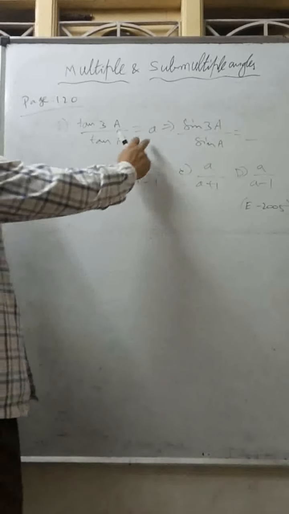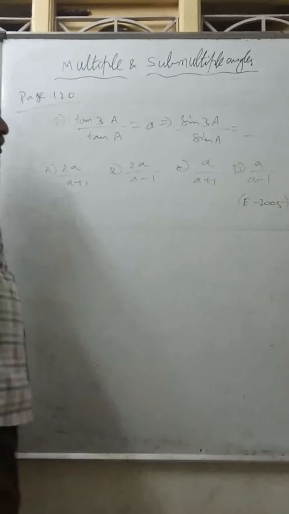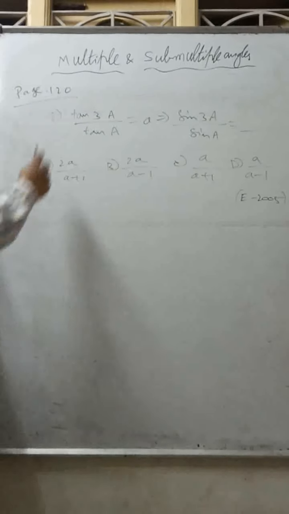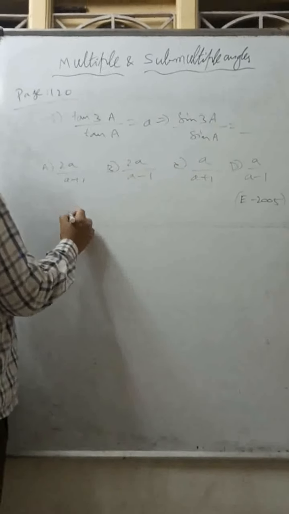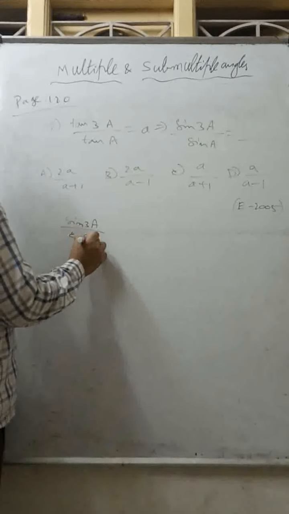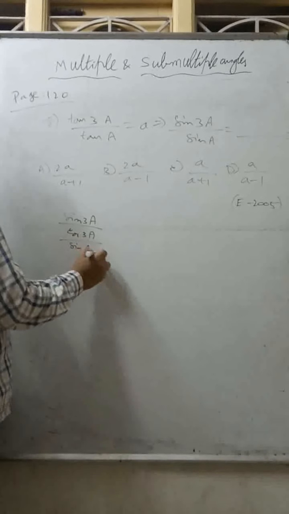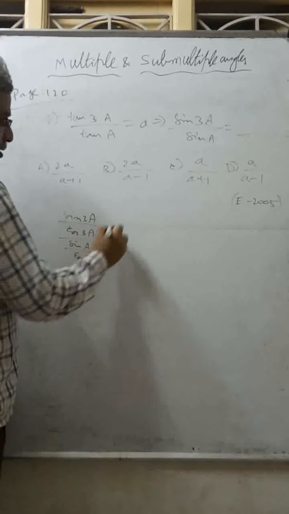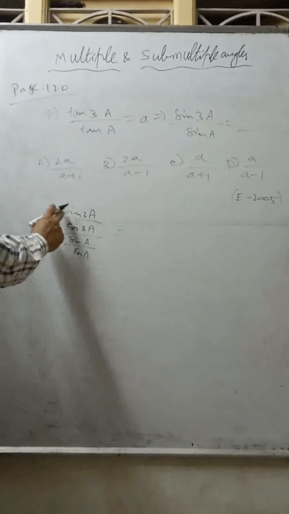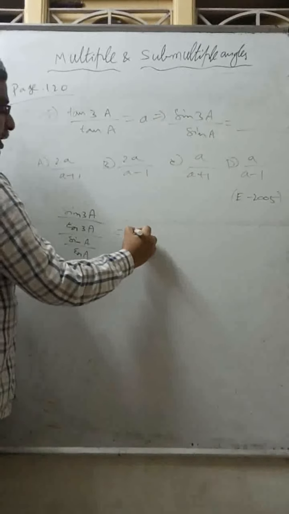Tan 3A by tan A equals a implies sin 3A by A equals how much. So I'll simplify this first, then I will go further. Tan 3A, I can write as sin 3A by cos 3A. Tan A, I can write as sin A by cos A. So what is the use of writing like this? Tan 3A, I am writing as sin 3A by cos 3A, and tan A as sin A by cos A is equal to a, which we are given.